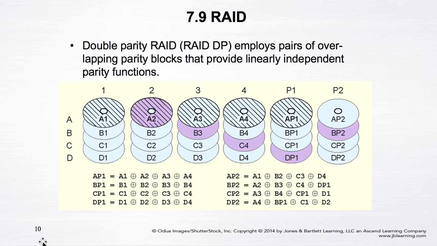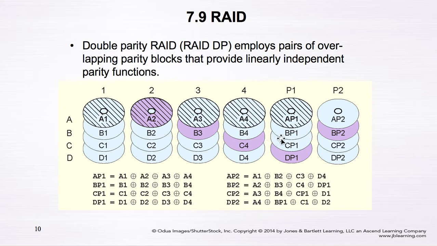So the last RAID technology we discuss here is the double parity RAID, which we call RAID DP. This one employs a pair of overlapping parity blocks that provide linearly independent parity functions. You can see here multiple disks, and the parity is stored on different disks and also calculated in a different way. For example, the first parity AP1 is computed by A1 XOR A2 XOR A3 XOR A4. So we obtain AP1 here.